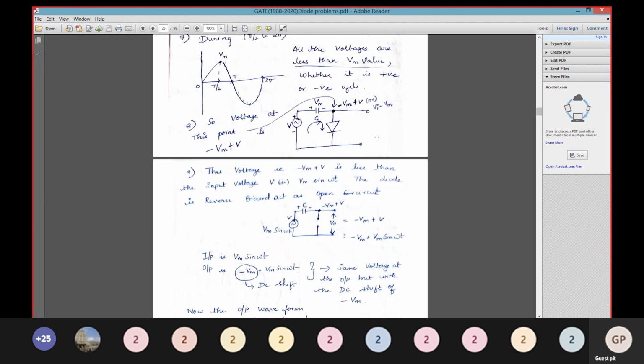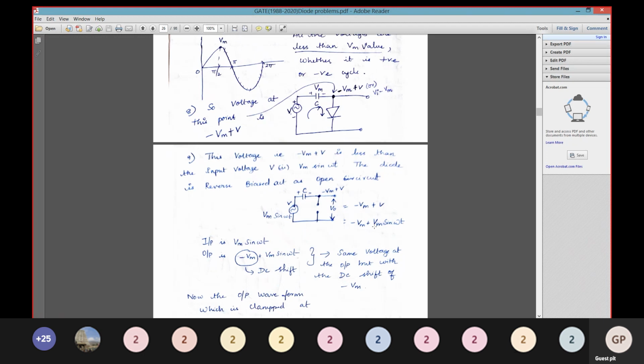Vi is nothing but Vm sin omega t. So we can write it as Vm sin omega t, and as you know, minus Vm. Now, why has your diode been open here? Because it is reverse biased. Because for a negative cycle, your diode is an open switch. So it acts as an open switch.